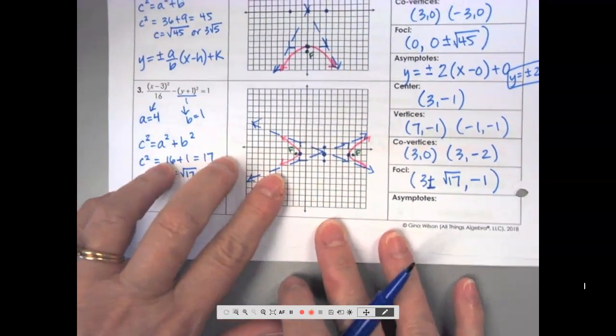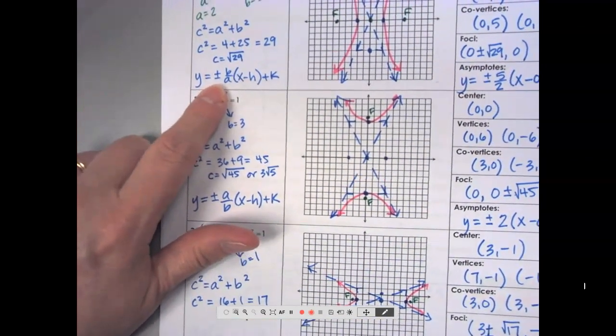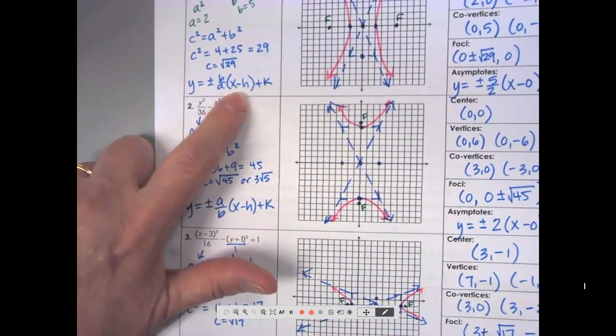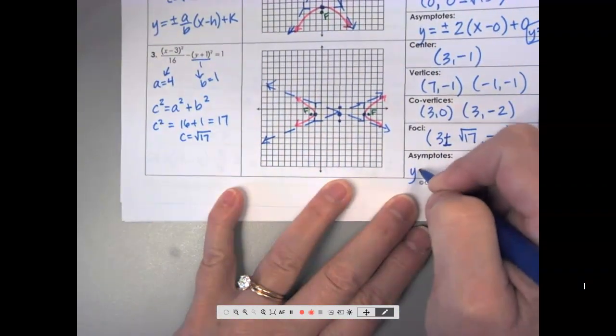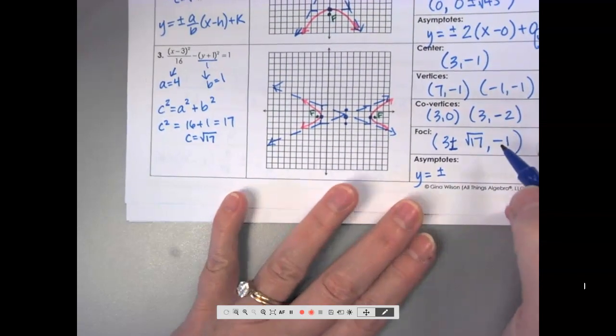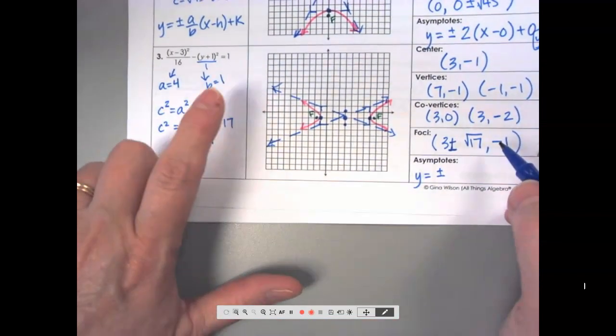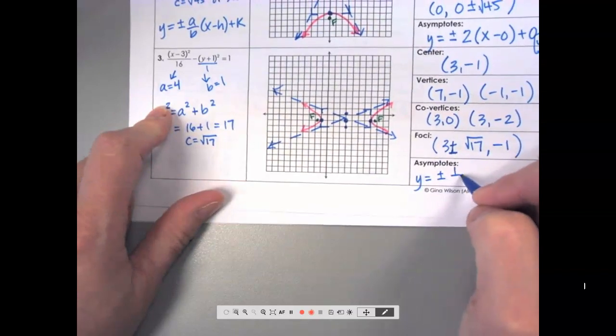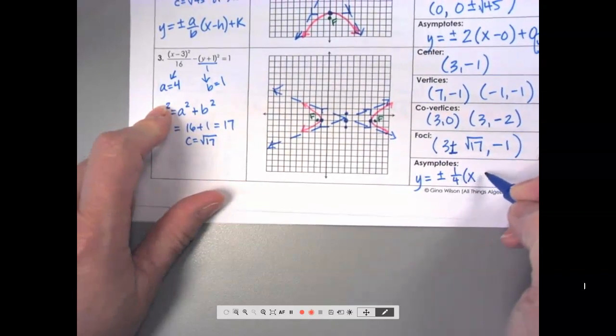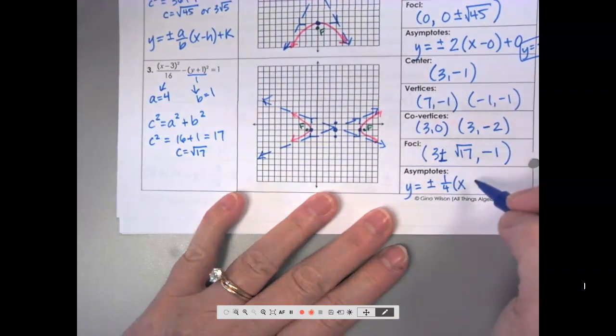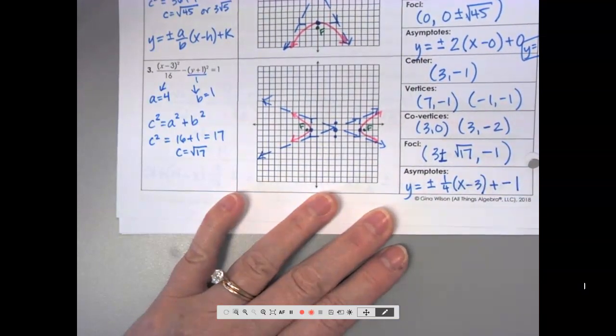Okay, all right, this is horizontal, so I'm going to look back up here at this other horizontal one. There's the asymptote formula written out. So it's y equals plus or minus b over a, 1 over 4, x minus h, x minus 3, plus k.